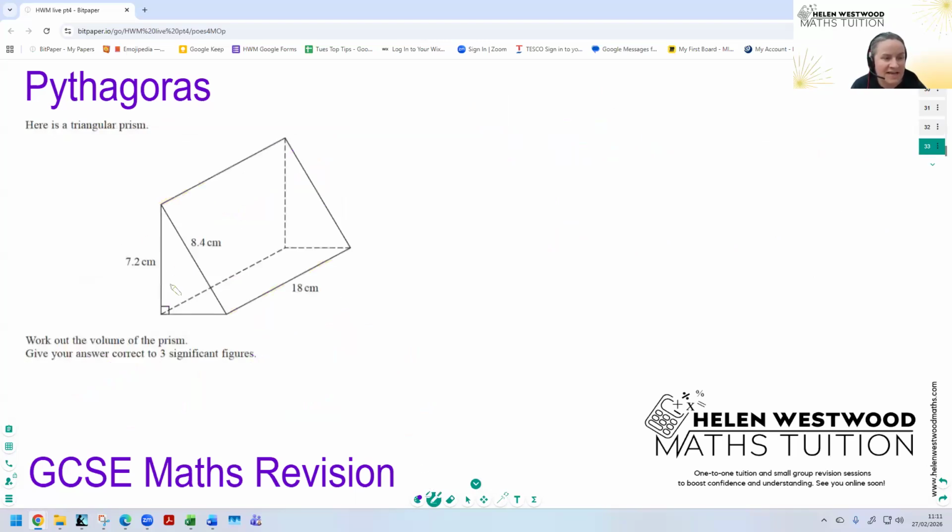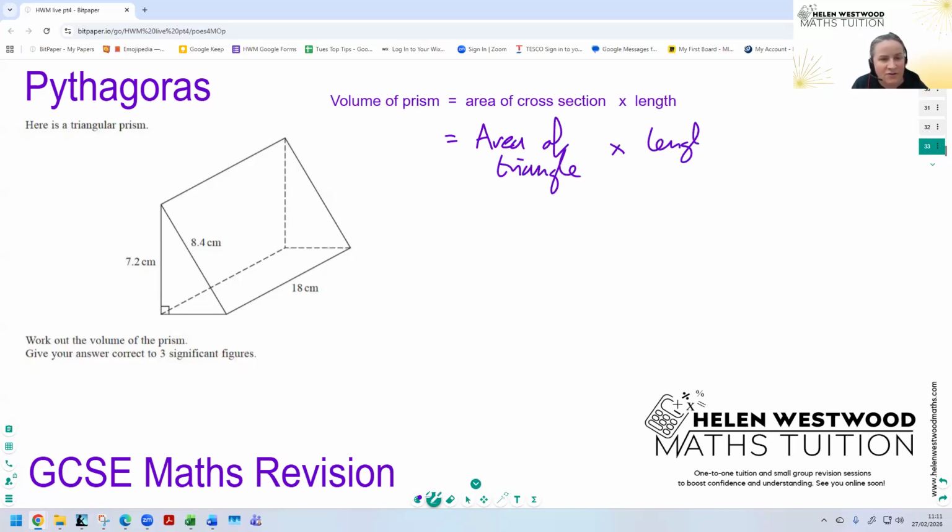Okay, so next question. Here's a triangular prism. We want to work out the volume of a prism. So we've got to think about, well, how do we work out the volume of a prism? We do the area of the cross section and we times by the length. Okay, so in this case, with a triangular prism, we've got to do the area of the triangle and then we've got to times that by the length. But in order to work out the area of the triangle, we need to work out that base that I've just highlighted there. So it's finding one of the shorter sides.